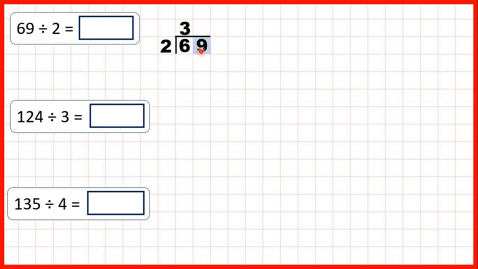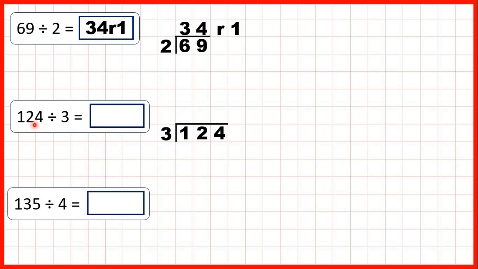So now we have 9 divided by 2. That's 4 remainder 1 because 4 times 2 is 8, but then we need 1 more to get to 9. So our answer is 34 remainder 1.